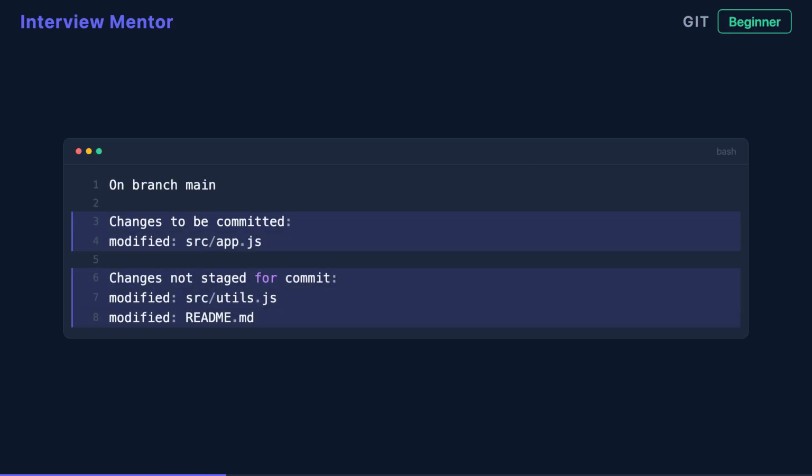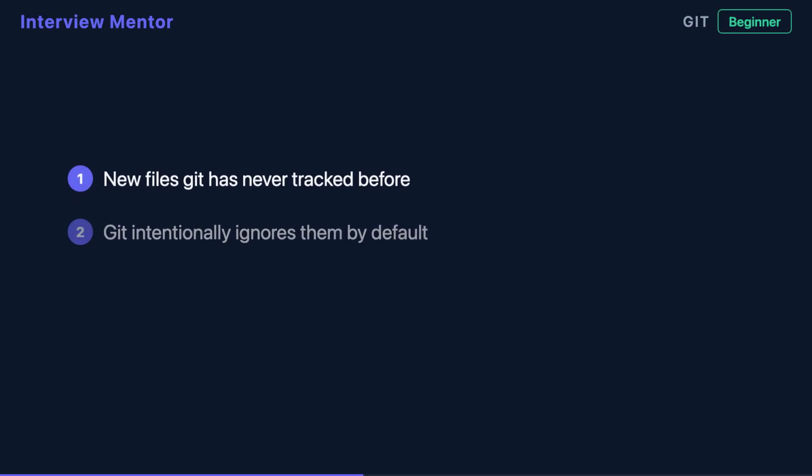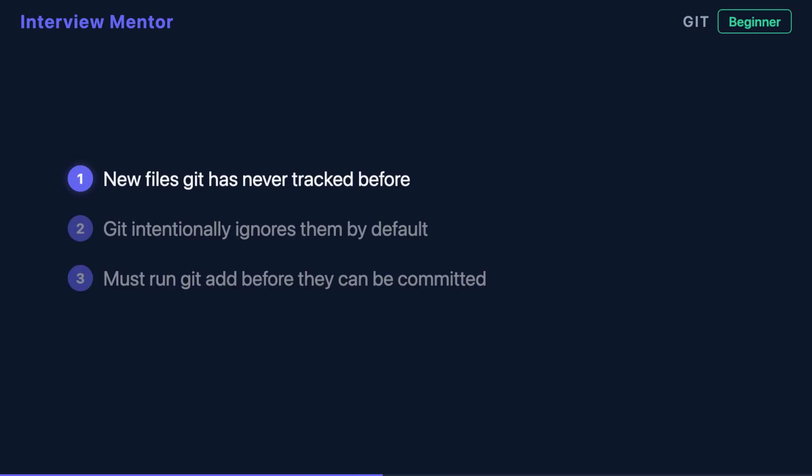When you edit a file, Git status shows it under changes not staged for commit. Once you run git add on that file, it moves up to changes to be committed. This separation is powerful. You can make 10 edits but only stage 5 of them, so each commit stays focused and clean. Git status also lists untracked files.